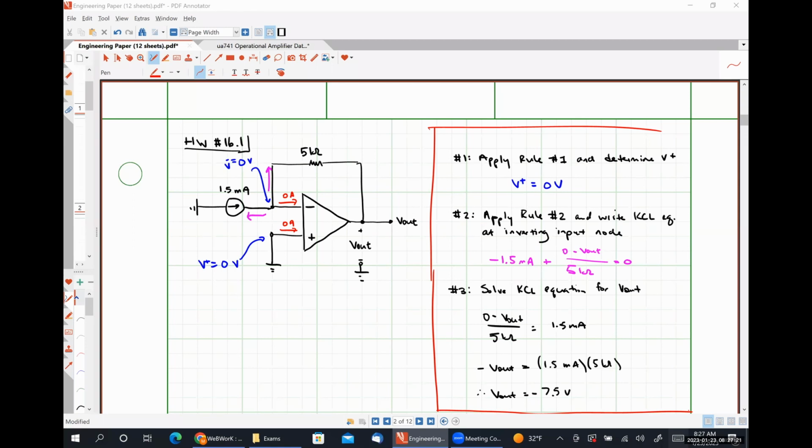Yes, all of the grounds are the exact same ground plane and node. Absolutely. So they are all at the same potential of 0 volts.